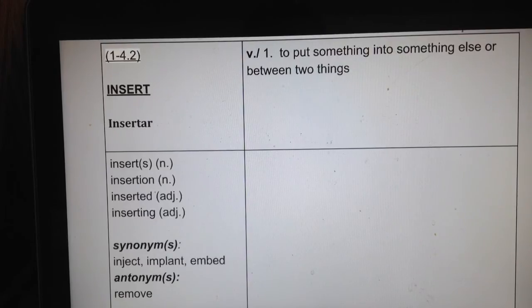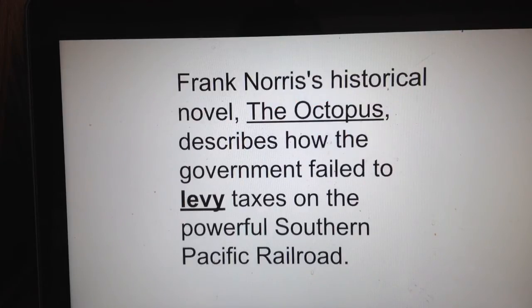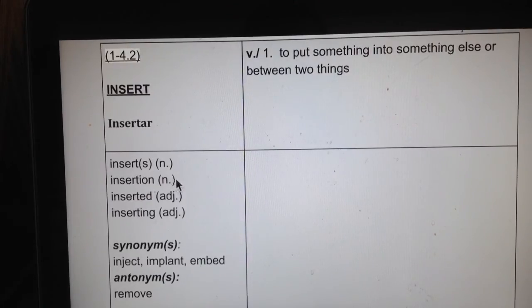So back to our example, you could say this is the insert that you need to put into the text. The thing that you are trying to put in is called the insert. And the process or action is the insertion. Insertion is your noun form, the action of putting something into something else.